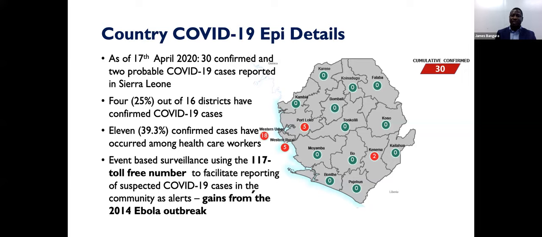So the system is built so that when those alerts are sent in, the 117 has 24/7 staff that logs in these alerts automatically, and then they push them into the surveillance system for case investigators to do the investigation.